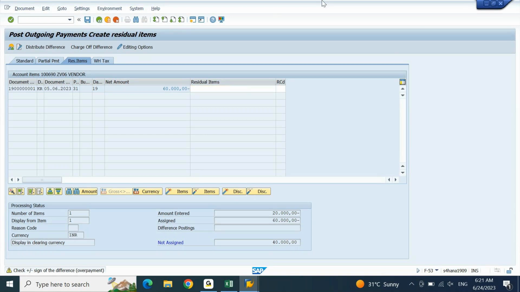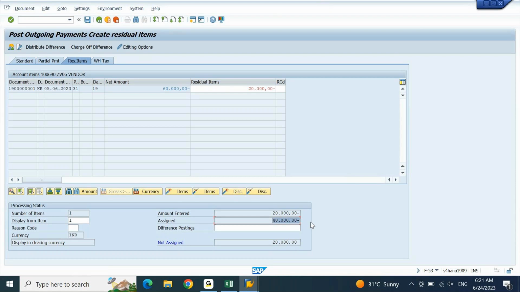I'll remove this. Let me press enter once again. According to us, our payment amount is 20,000. Let me try to put negative 20,000. I'll put minus 20,000 and then I'll press enter. If I put minus 20,000, system is assigning 40,000, correct?